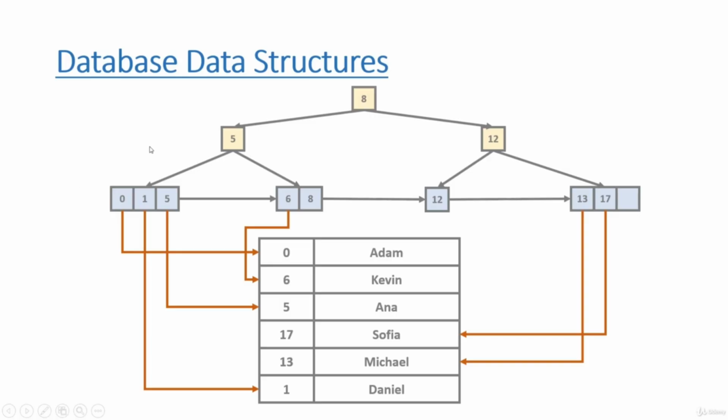Why is it good? Because if we want to select everything from a database table, then what do we have to do? We have to look for the leftmost item, and then we have to consider all the items. So basically we have to visit the right neighbor, and we have to follow the linked list pointers if necessary. So 0, 1, 5, 6, 8, 12, 13, and 17. So this is how we can get every single item from a database table.